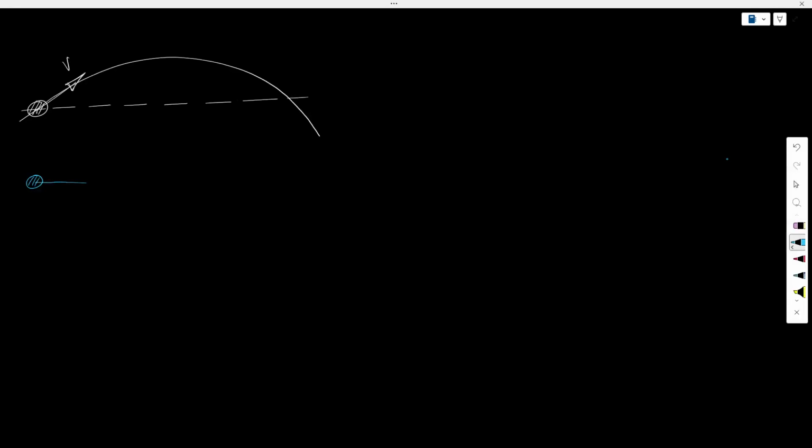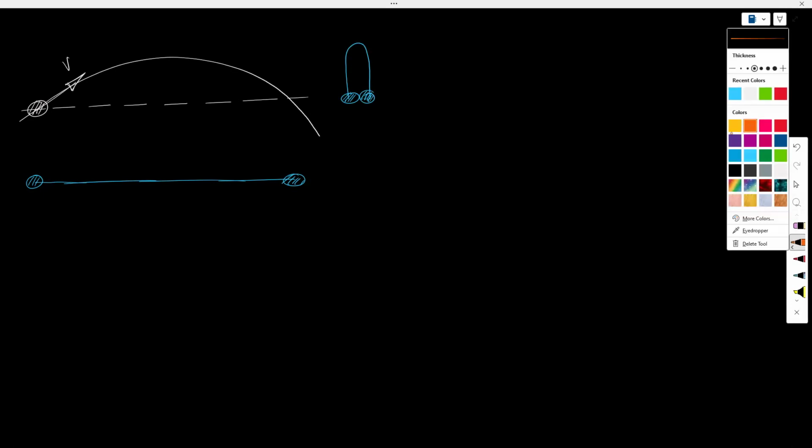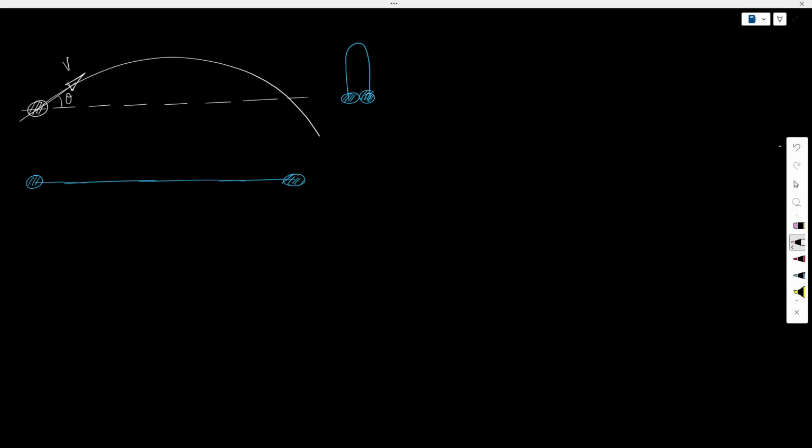One is the horizontal projection, so it comes all the way up here. And the vertical projection is simply like you throw it up and it comes down. Right? So we have two projections, and we need to find out what the corresponding velocities and other related parameters are.